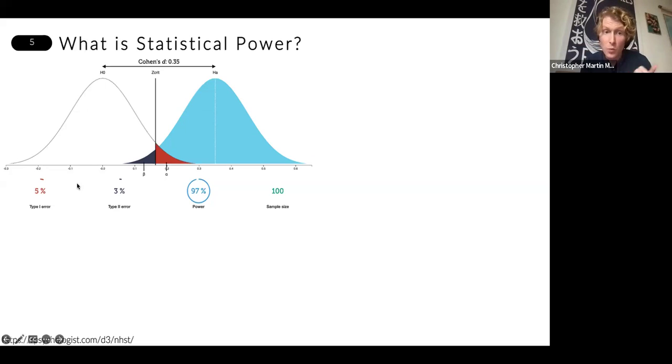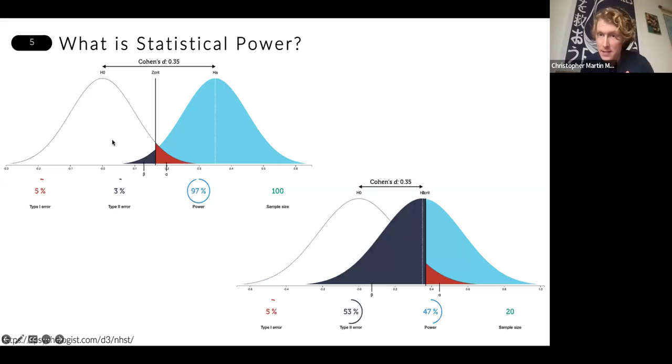Okay, then let's have a look at what happens in the infancy world, in developmental science. This is sort of what we're dealing with. Here we have, again, the same effect size, 0.35. And if we design a study with 20 participants, we actually only have a 47% chance of finding a significant result if it is there. So that means that around half of significant effects we can't even detect because our studies aren't sensitive to them.